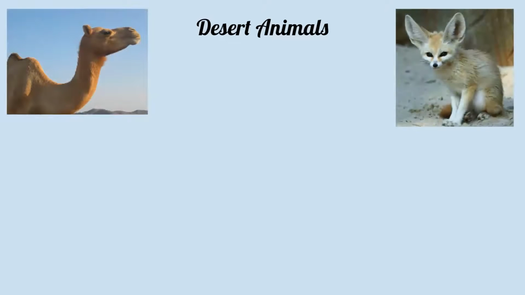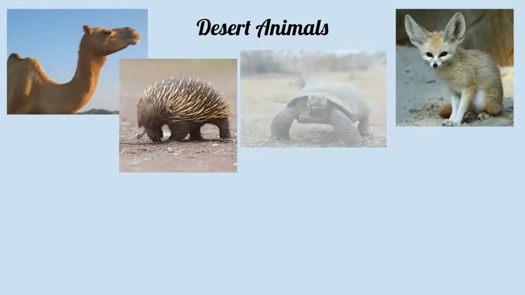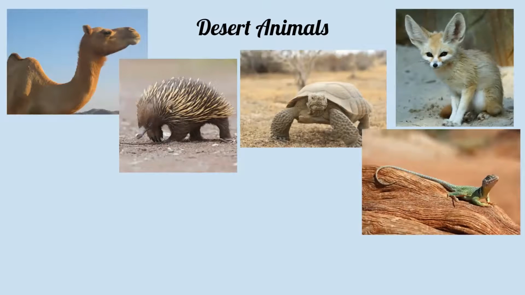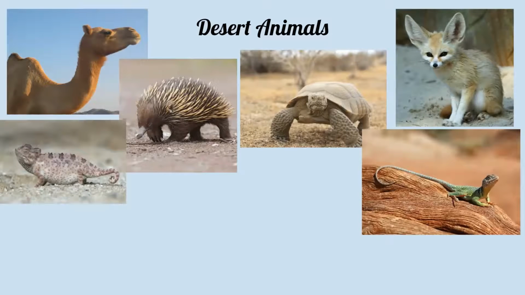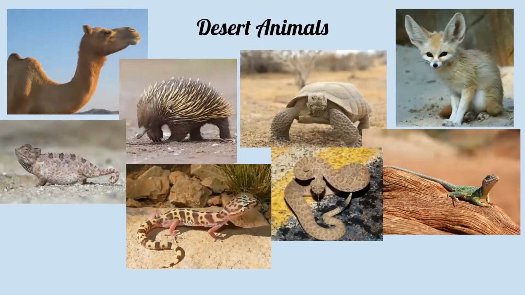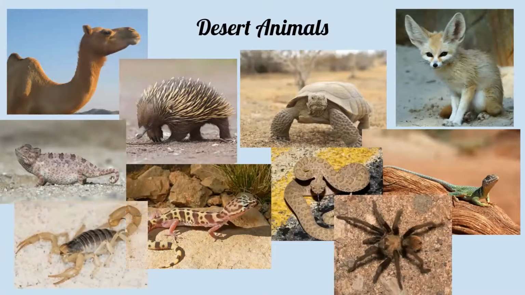So some types of desert animals will be camels, fennec foxes, echidnas, different types of tortoises, iguanas, chameleons, geckos, rattlesnakes, tarantulas, and scorpions are all some of the animals that can be found in these warm deserts.